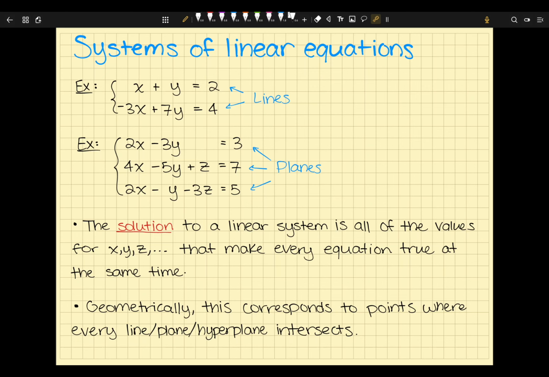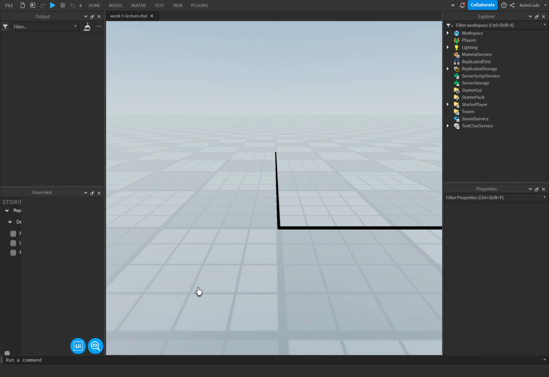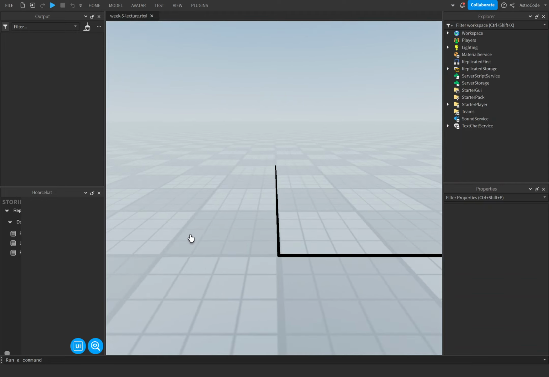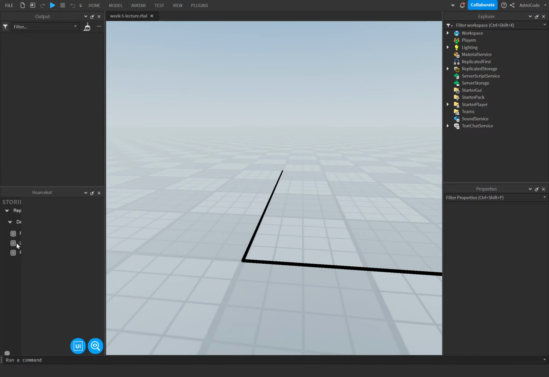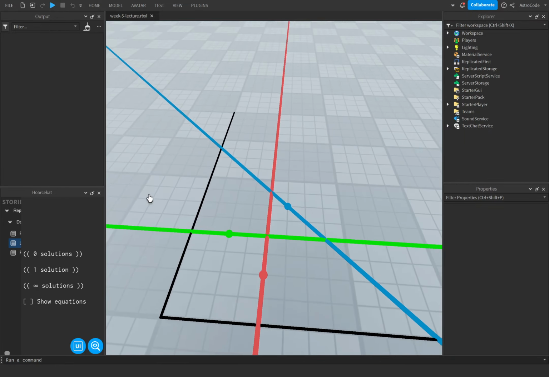Okay, instead of going into this, we're actually going to jump straight into Studio. So here we are in Roblox Studio, and I want to remind you that we're talking about systems of linear equations. This is what we talked about last week. And let me show you a system of linear equations.